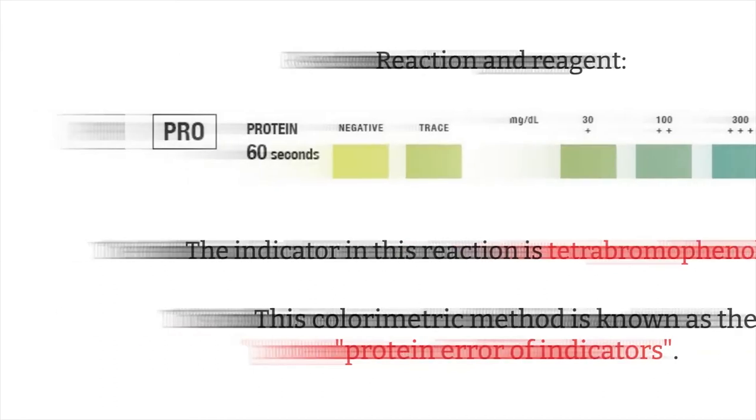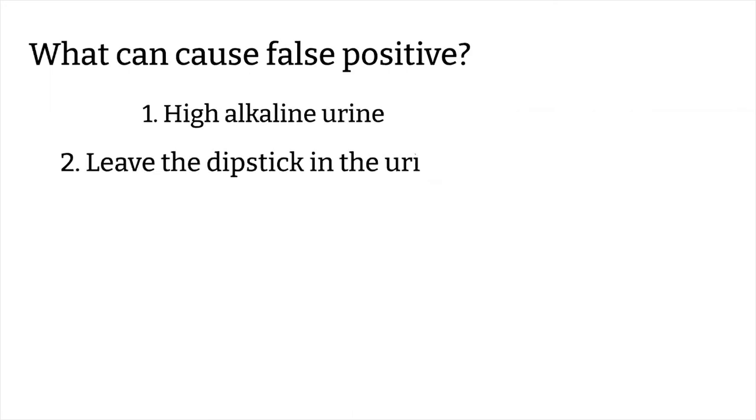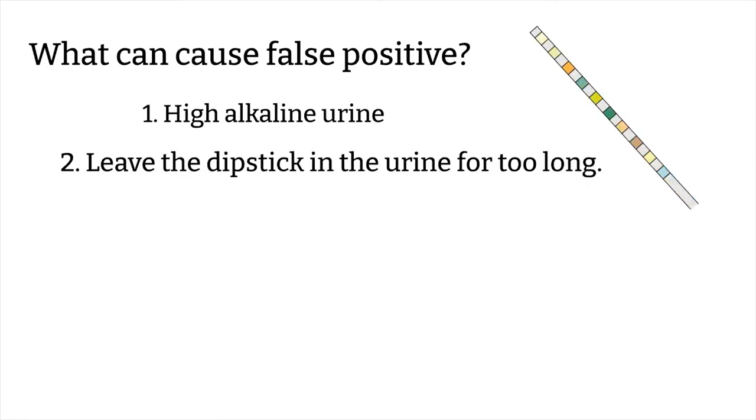There are a few things that can cause false positive test results for protein. First, alkali urine, and second, if you leave the dipstick in the urine for too long, because the buffer on the pad will get washed out.